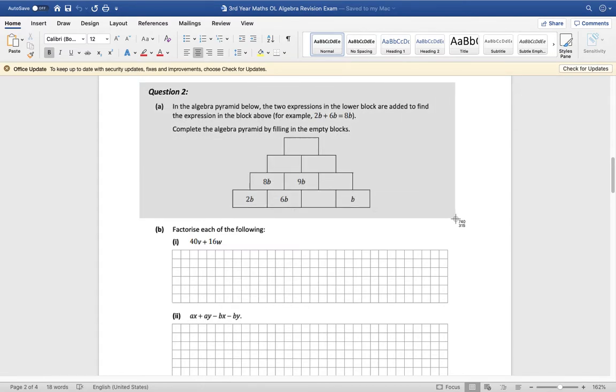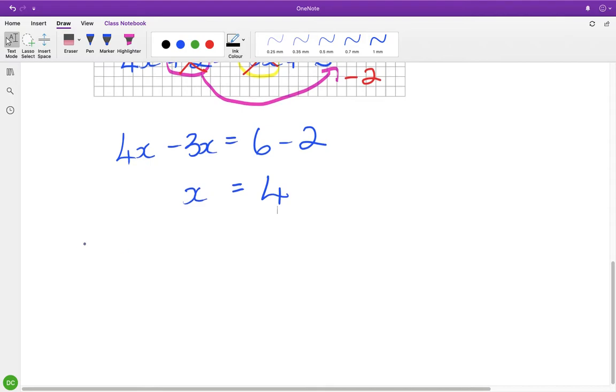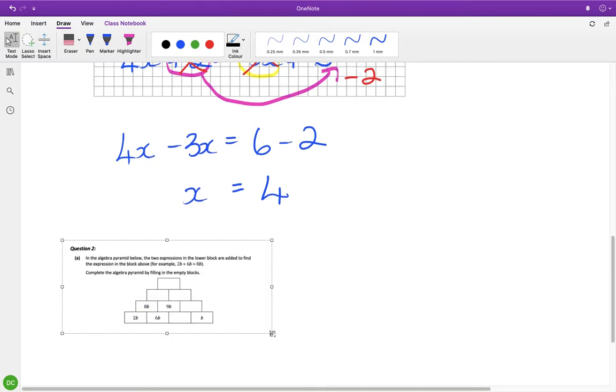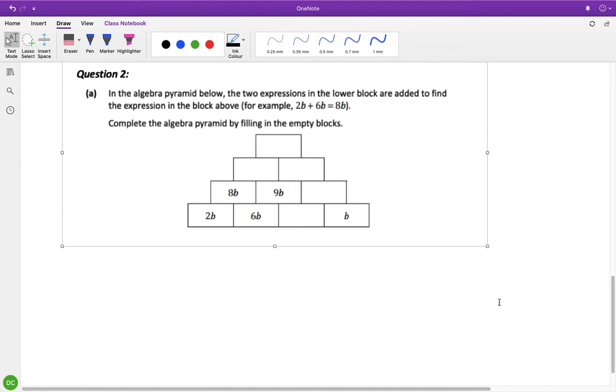Okay, so question 2. So in the algebra pyramid below, the two expressions in the lower block are added to find the expression in the block above. So they've done an example. So they said that 2b and 6b add together to make 8b. Okay. Complete the pyramid by filling in the empty blocks. Okay. So I'm just going to get rid of what I just wrote in there.